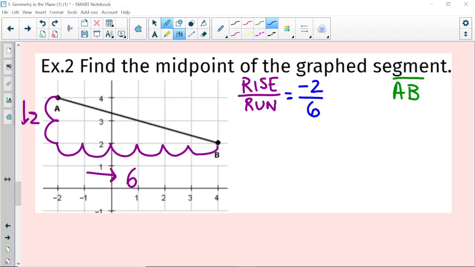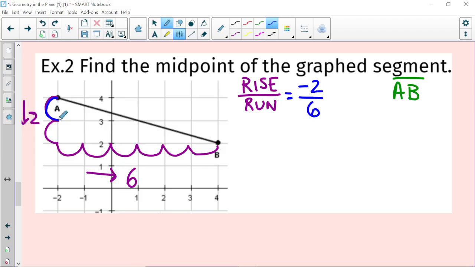So our rise over run is -2 over 6. We went down 2, to the right 6. And if we're trying to find the midpoint, the middle, the halfway point, what do we have to do to that slope? Cut it in half. So instead of going down 2, go down 1, -1. And for our run, instead of going to the right 6, we should go over 3.